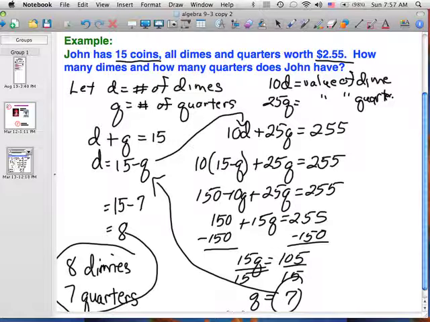Taking that 7, putting it back into the equation with the dimes, D equals 15 minus the number of quarters. 15 minus 7 is 8. So I have 8 dimes and 7 quarters.